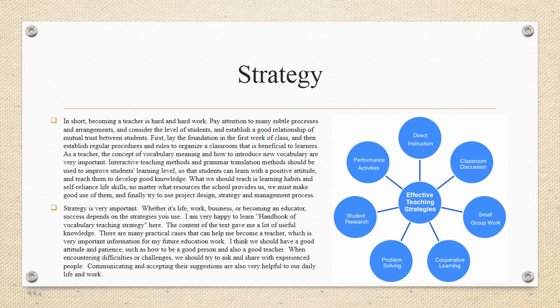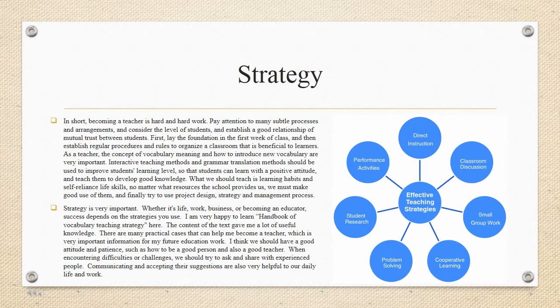Interactive teaching methods and grammar translation methods should be used to improve students' learning level, so that students can learn with a positive attitude and develop good knowledge. What we should teach is learning habits and self-reliant life skills. No matter what resources the school provides us, we must make good use of them. And finally, try to use project design, strategy, and management process.